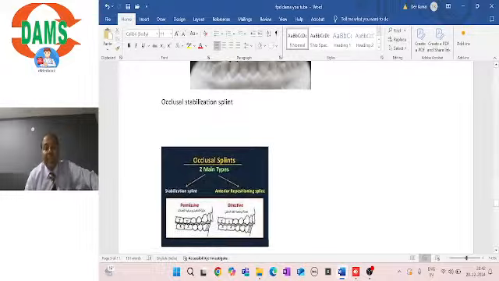So what we have to do then is not give a permissive or stabilization splint. What we will give is an anterior repositioning splint, or directive splint, where we make the impression of the maxilla and mandible, and take a protrusive record like this, where the mandible is taken in a more forward position. Then we give indentation so that the mandible locks in a forward position, and then we close it, right?